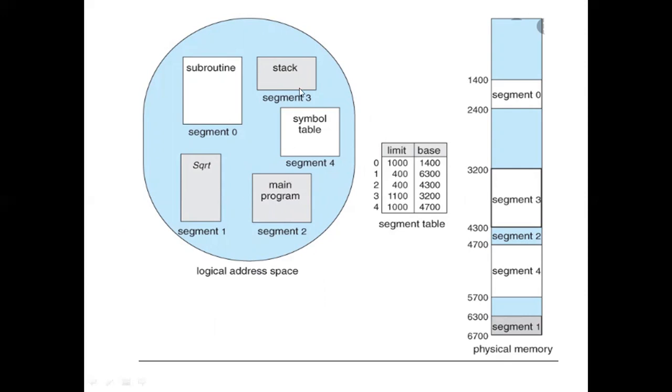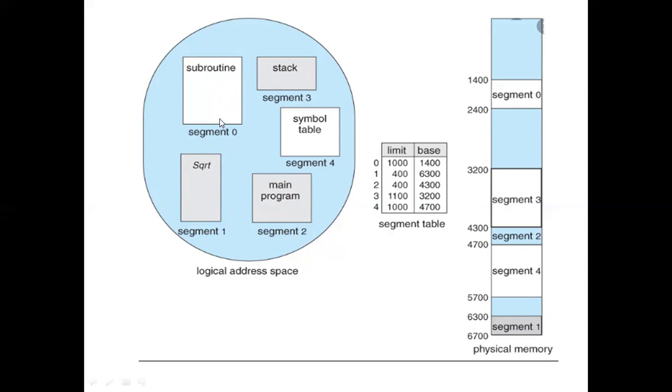So the size of each segment is different. Now let's take the segment table, and this is the physical memory. Since the length is variable, how do I make sure I start from this location and end up at this location? Let's take segment 0.